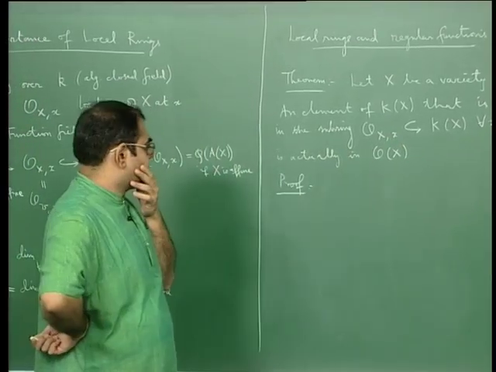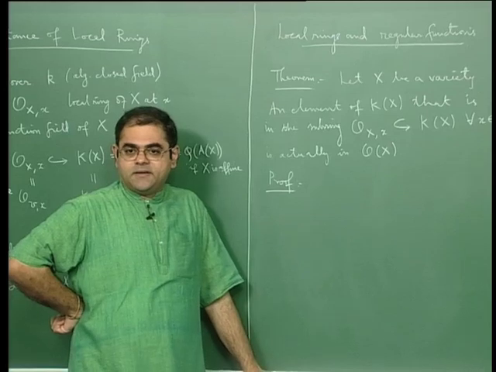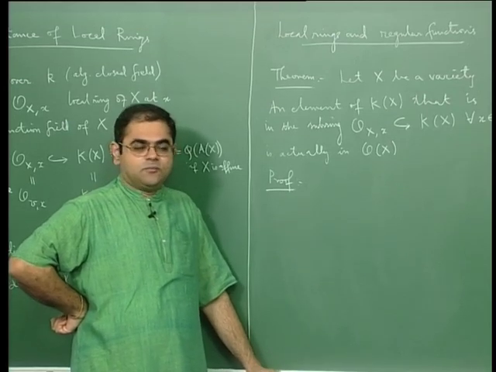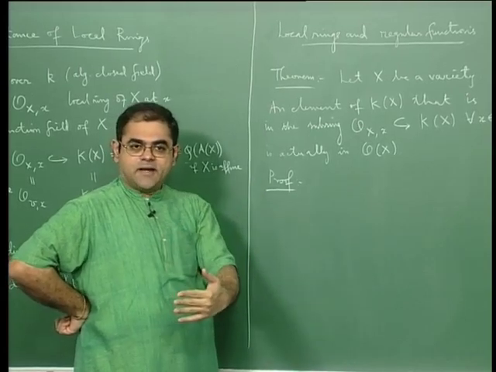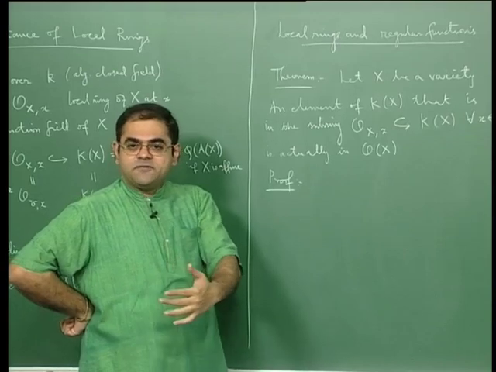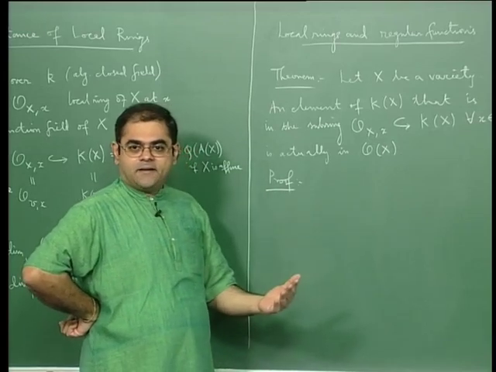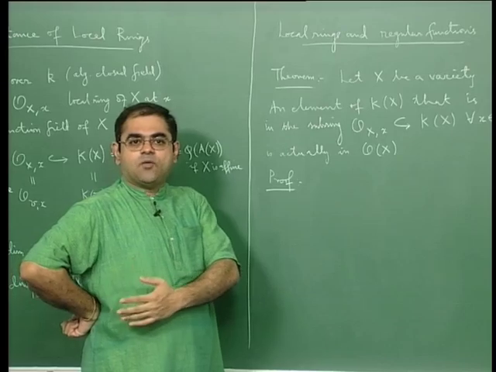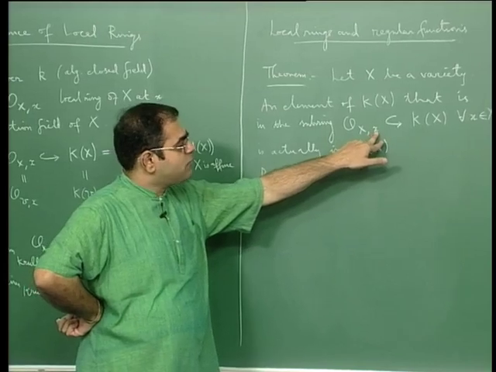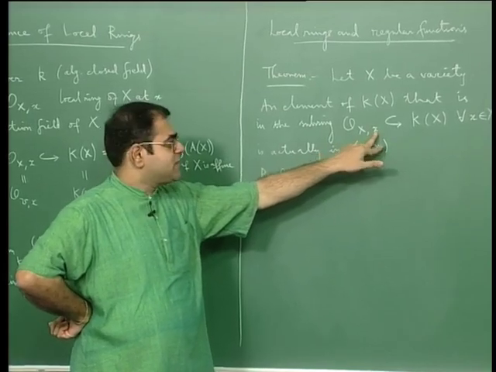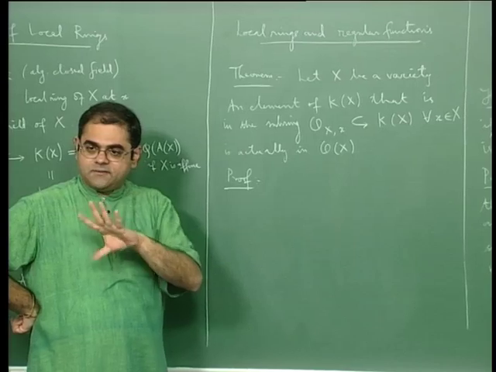So the problem with a rational function is that it could be meromorphic, okay. Namely, it could be a quotient of regular functions, and it may not be defined where the denominator function is vanishing, okay, and therefore it need not extend to all of X. But the fact that it extends to a point is reflected by saying that it belongs to this subring, okay, and that's the content of the theorem.